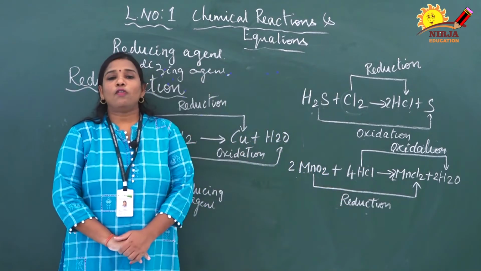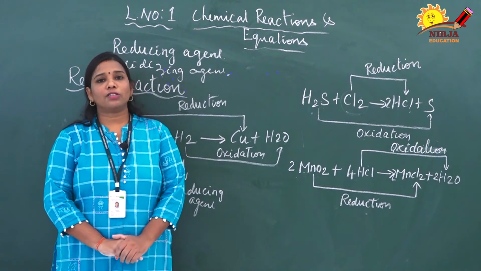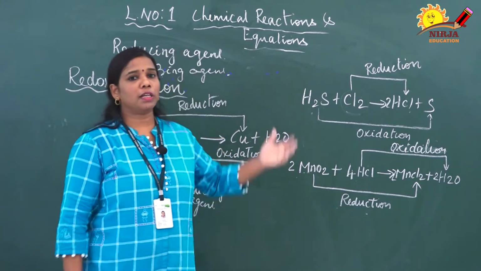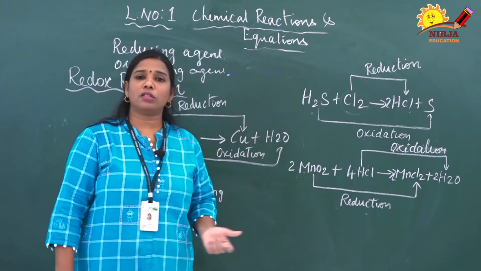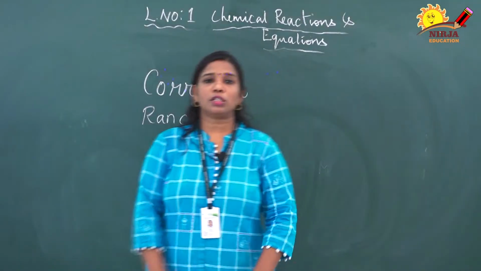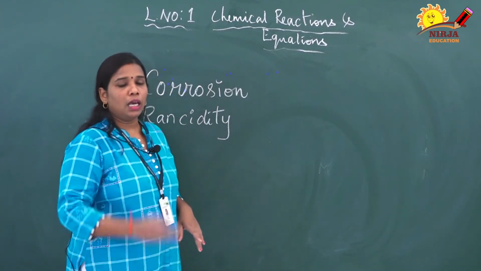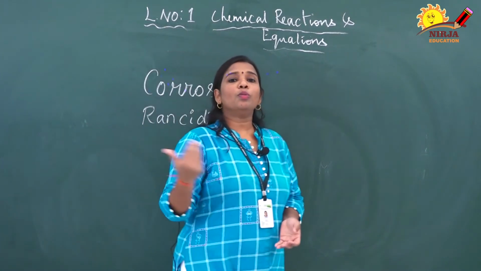We discussed all 5 different types of chemical reaction: combination, decomposition, single displacement, double displacement and redox reaction, the combination of oxidation and reduction. We are going to discuss 2 important terms, that is corrosion and rancidity. Before seeing this video, go through my previous video.